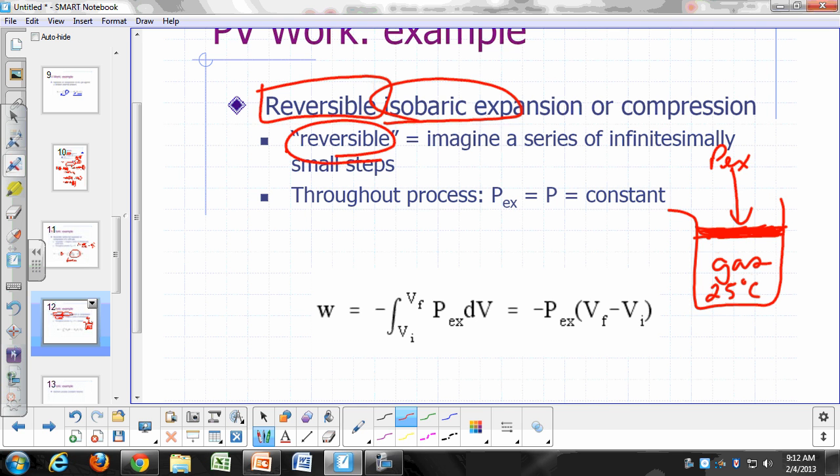Okay? So your pressure is just going to be equal to the pressure of the gas. So you can just say that's equal to the P external. So whatever that P external is, that's going to be the pressure of the gas. I can use P there. So it's minus P delta V. That's going to be your work for that one.